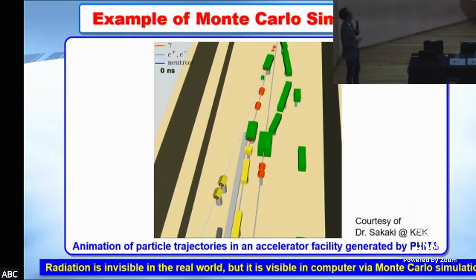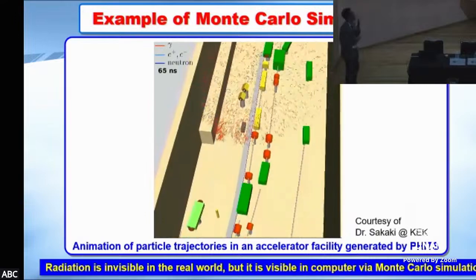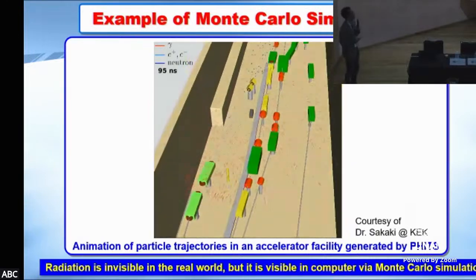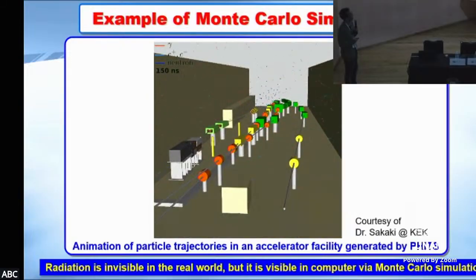The next animation is a more fancy one. Recently we introduced a 3D, actually 4D, track visualization function. This is a sample animation for accelerator shielding. Radiation is invisible in the real world, but it is visible in the computer via Monte Carlo simulation. So you can understand the motion of radiation much better than with experiment.